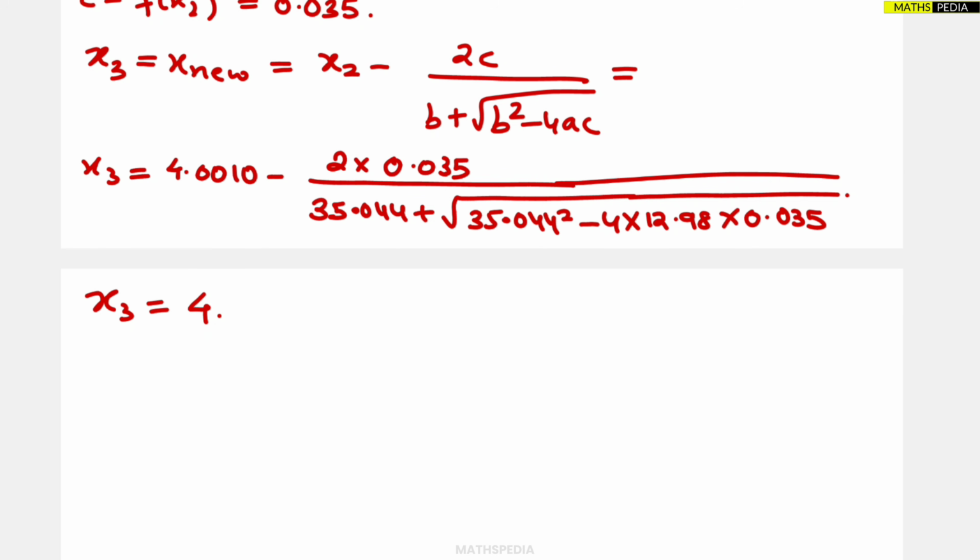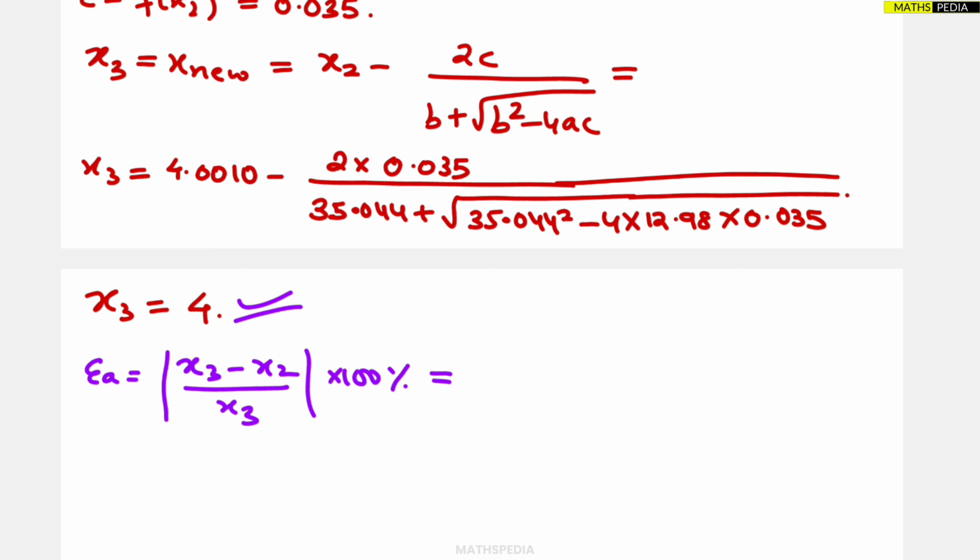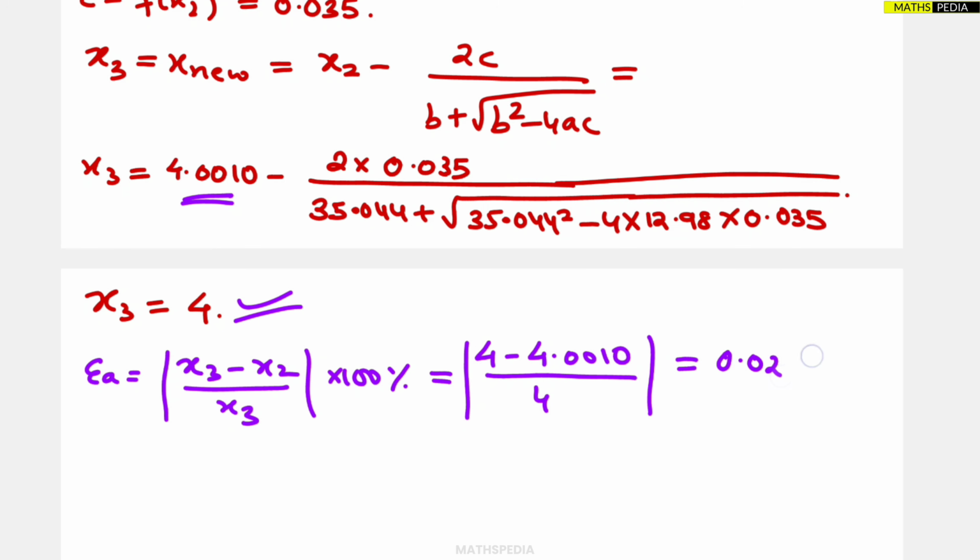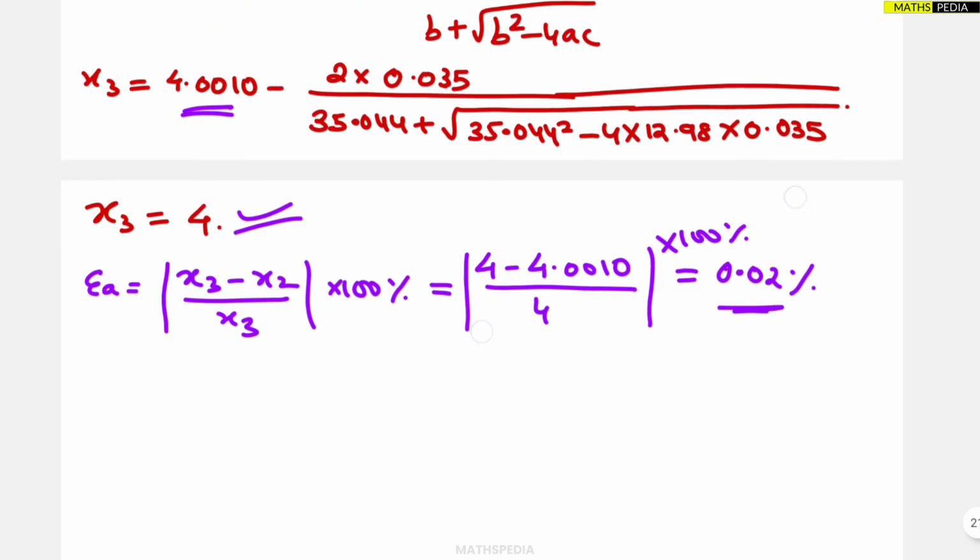Now let us calculate the error also. This is the root. The error is x3 minus x2 divided by x3, into 100%. So x3 value is 4, minus the x2 value, 4.0010, divided by 4. We are getting this answer as 0.02%. It is not 2%, I have multiplied with 100 also. Into 100%, it is 0.02% we are getting, which is very, very less, right?